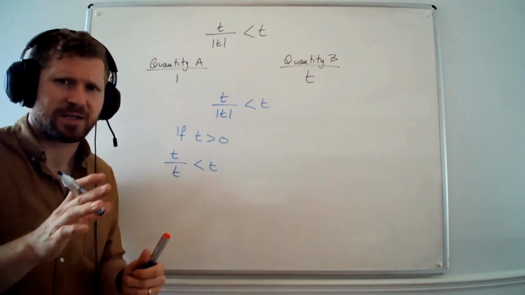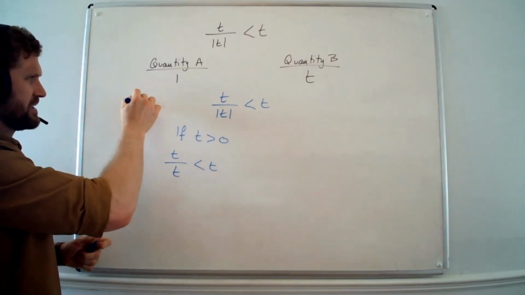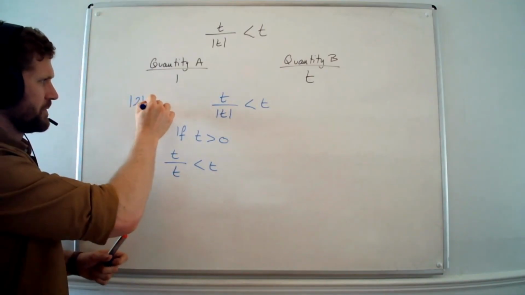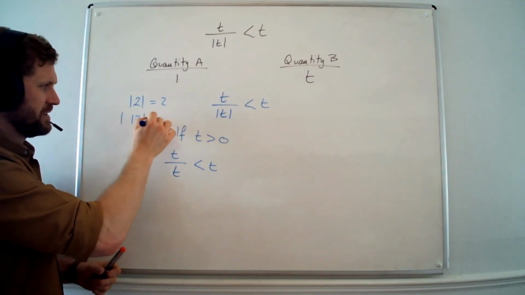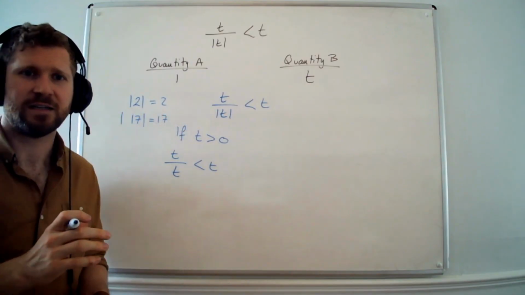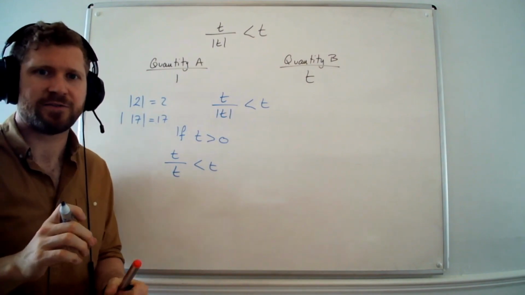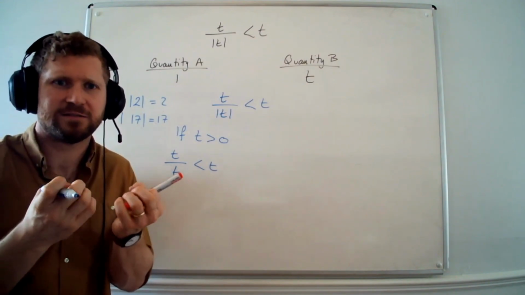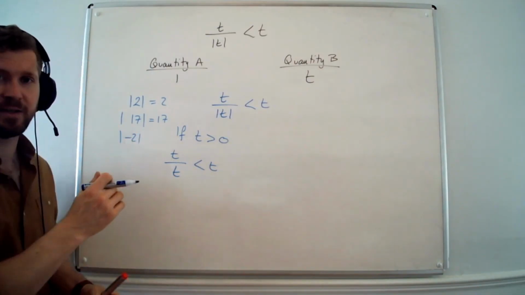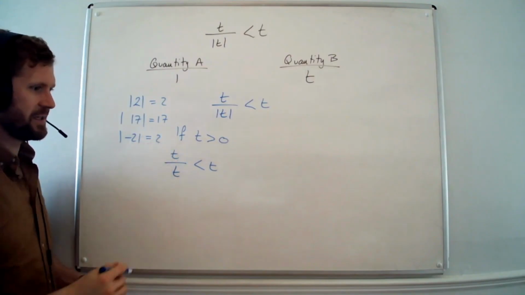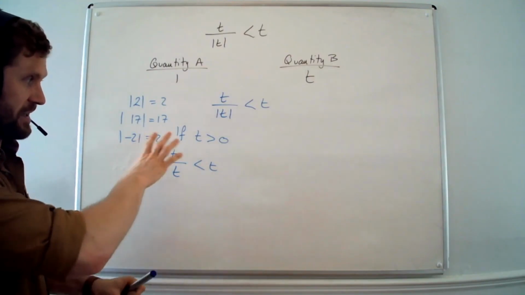If that's a little bit confusing, think about what happens if I said the absolute value of 2, well, that's just 2. And the absolute value of 17, well, that's just 17. If what's inside the absolute value sign is positive, then the absolute value sign doesn't really do anything. It's only when what's inside the absolute value sign is negative that we really see a change here. Okay, so that's all we've done here.